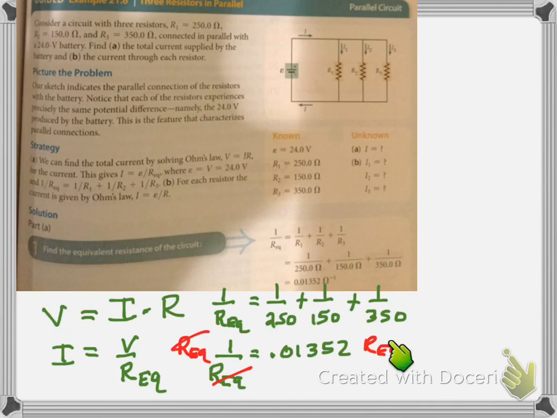And now to get the Req by itself, I would take 1 divided by this. So 1 divided by this will give me an equivalent resistor of 73.96 ohms. So that is the resistance of the entire circuit. All right, so I now know they gave me the individual resistance of each one. Now I know the resistance of the total circuit, which is the first thing they asked me to find, or I guess I take that back. They asked me to find current. But now that I can plug this in here, that would allow me to find the current.